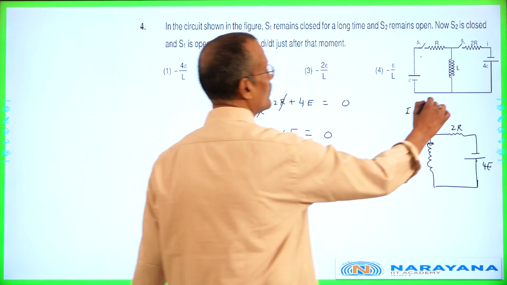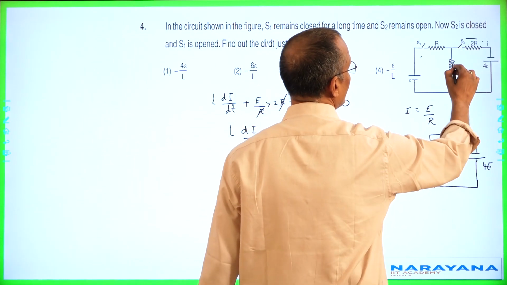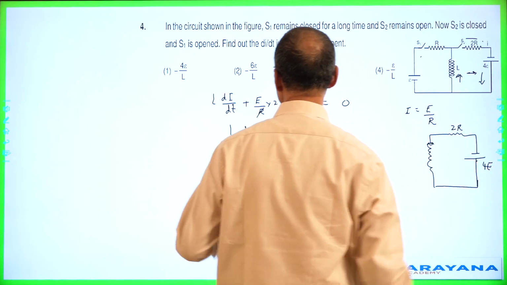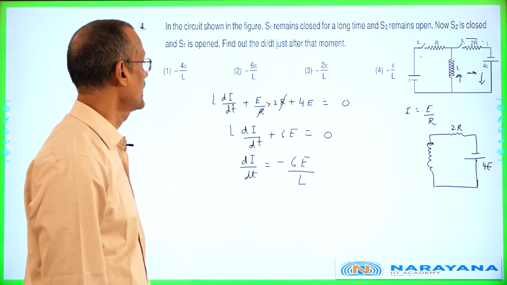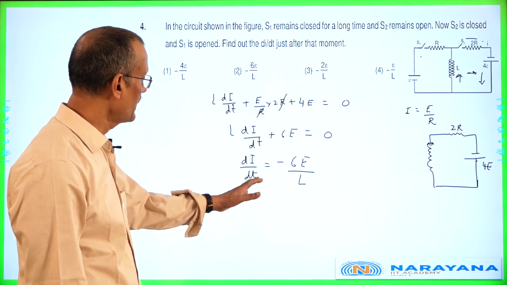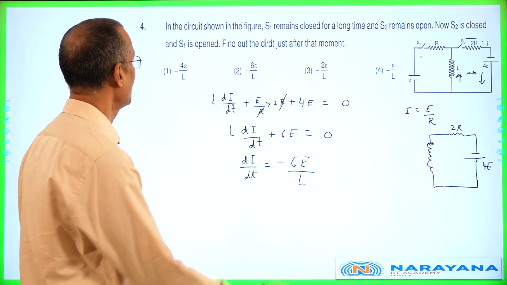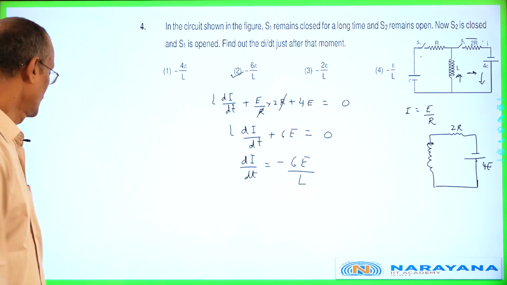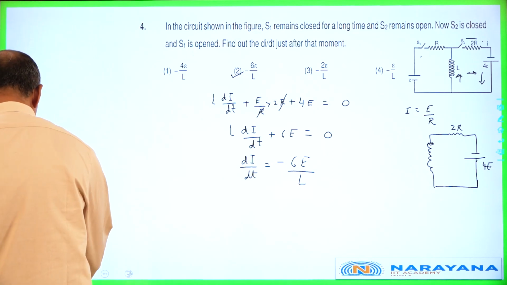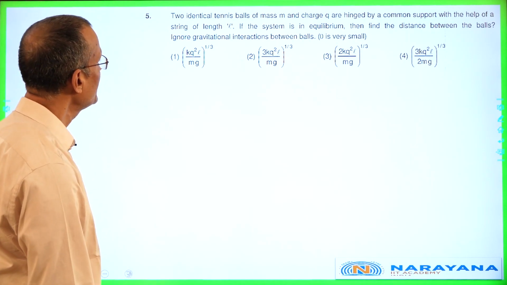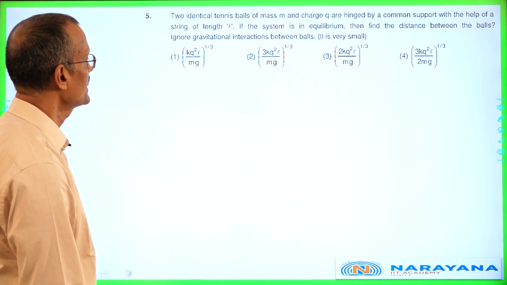So you are going through this, the flow is in this way. So L di by dt plus (E by R)(2R) plus 4E is 0. This will be di by dt equal to minus 6E by L. Your answer will be number 2. Clear to you? Now let us move to question number 5. Two identical tennis balls of mass m charged you.